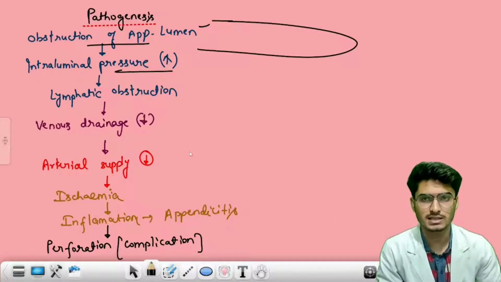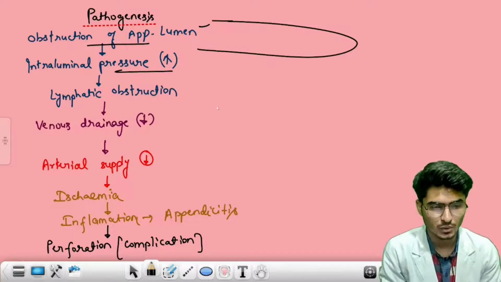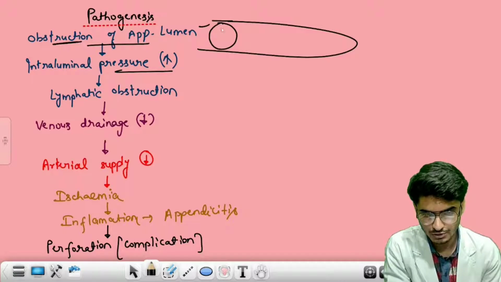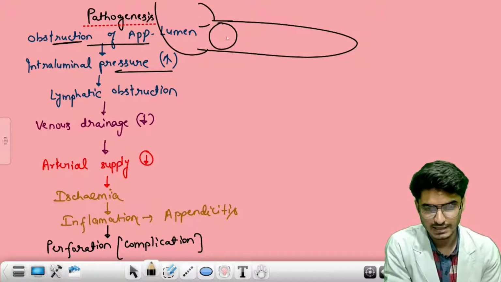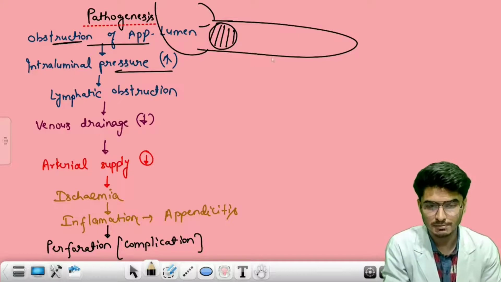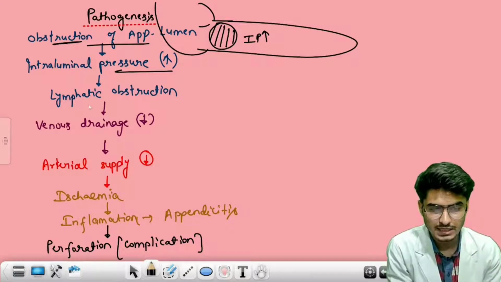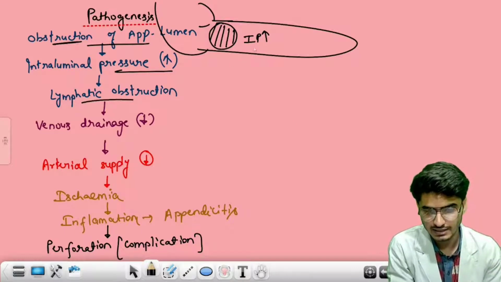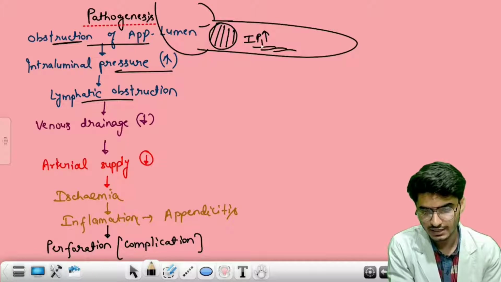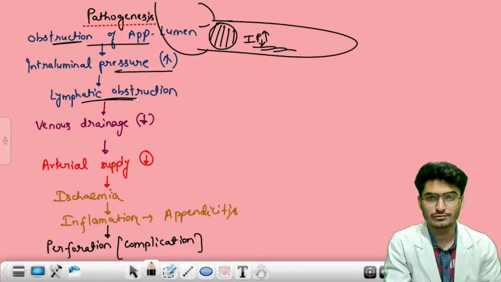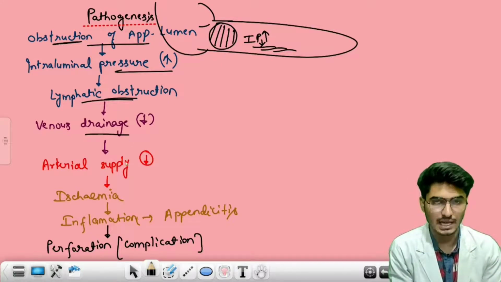So coming on to the next thing, the pathogenesis. First thing is the obstruction here, that is the cecum, and that is the obstruction here. Obstruction will build up the pressure. So intraluminal pressure is increasing here, and with this the lymphatic vessels get obstructed. So lymphatic obstruction is there, followed by the venous drainage being hampered.